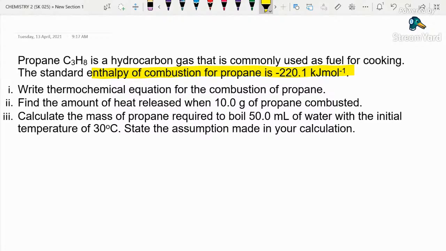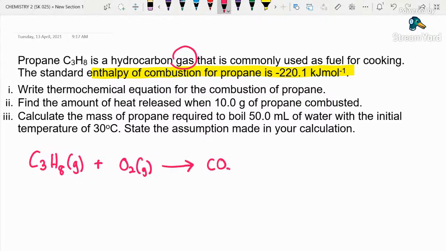So how to write the thermochemical equation? Remember, thermochemical equation ada 3. Mesti ada balanced chemical equation, correct phase, and then the amount of the energy that you refer to. Okay, so apa yang perlu ditulis adalah the reaction is between propane. Okay, propane gas. Kita dah tahu dah dia gas. C3H8 gas. Because it is a combustion, it undergoes reaction with oxygen, produce carbon dioxide and water.